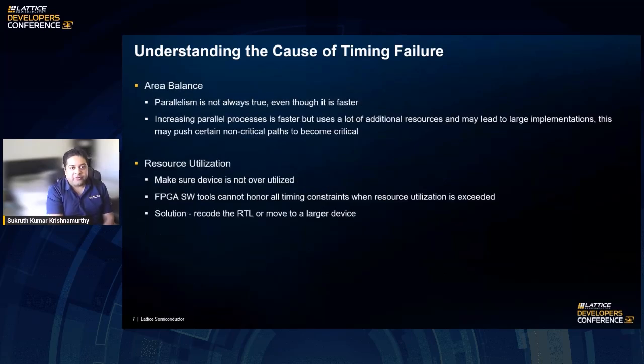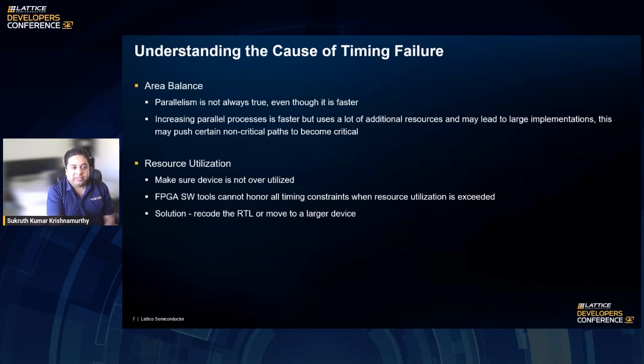Area balance. You've often heard the statement that parallelism is not always true, even though it is faster. Why do we say this? Increasing parallel processes is faster, but sometimes it consumes a lot of additional resources, which may lead to large implementations. This may push certain non-critical paths to become critical, causing timing failures. So parallelism means having parallel processes. Functionally, this might give you better results, but when you implement a design, it might consume a lot of area and increase resource utilization, and this might lead to timing failure.